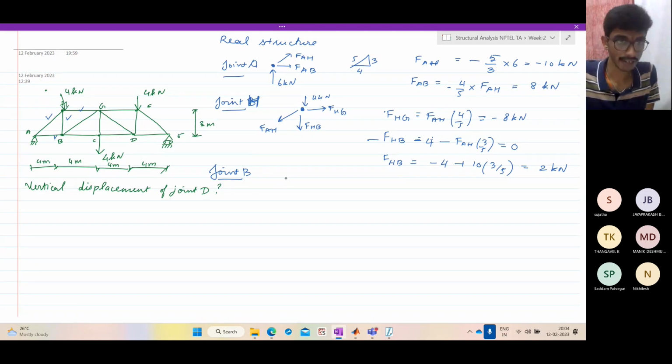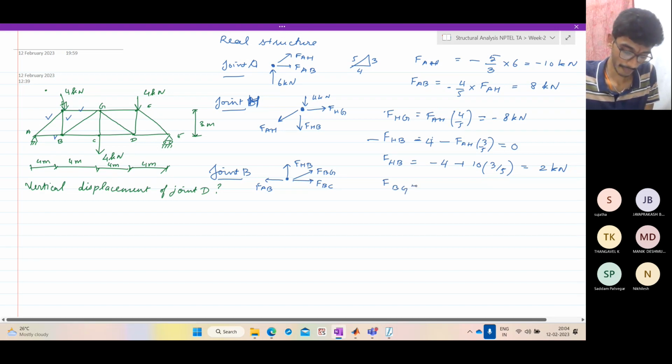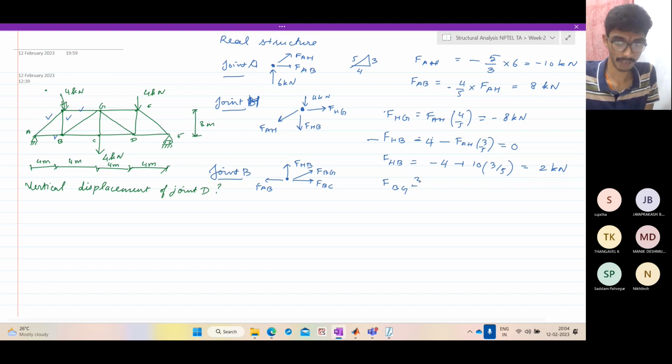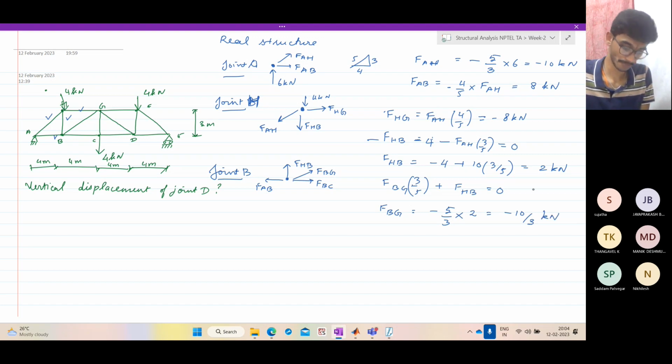So we'll go to joint B. At joint B, what do we have? We have a vertical force of FHB, a horizontal force of FAB, an inclined force of FBG, and the horizontal force of FBC. So FBG into 3 by 5 plus FHB equal to 0. So FBG is equal to minus 5 by 3 times, what is FHB? 2. So it is minus 10 by 3 kilonewtons.